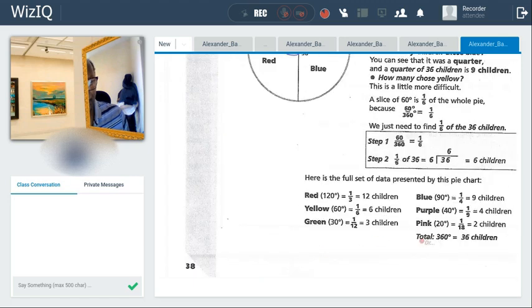So 36 is going to be 360 degrees. And then you work out 1 child. Okay? Easier? Good. Excellent. Let's see how much time we still have. Oh, 6 minutes. Let's just look at the test there.